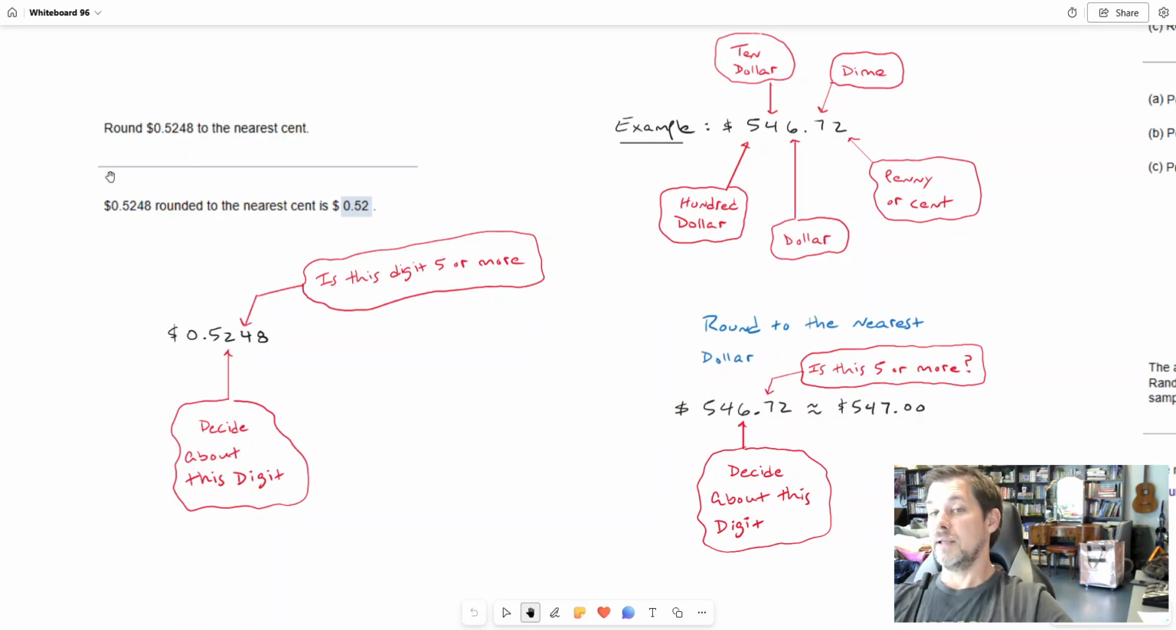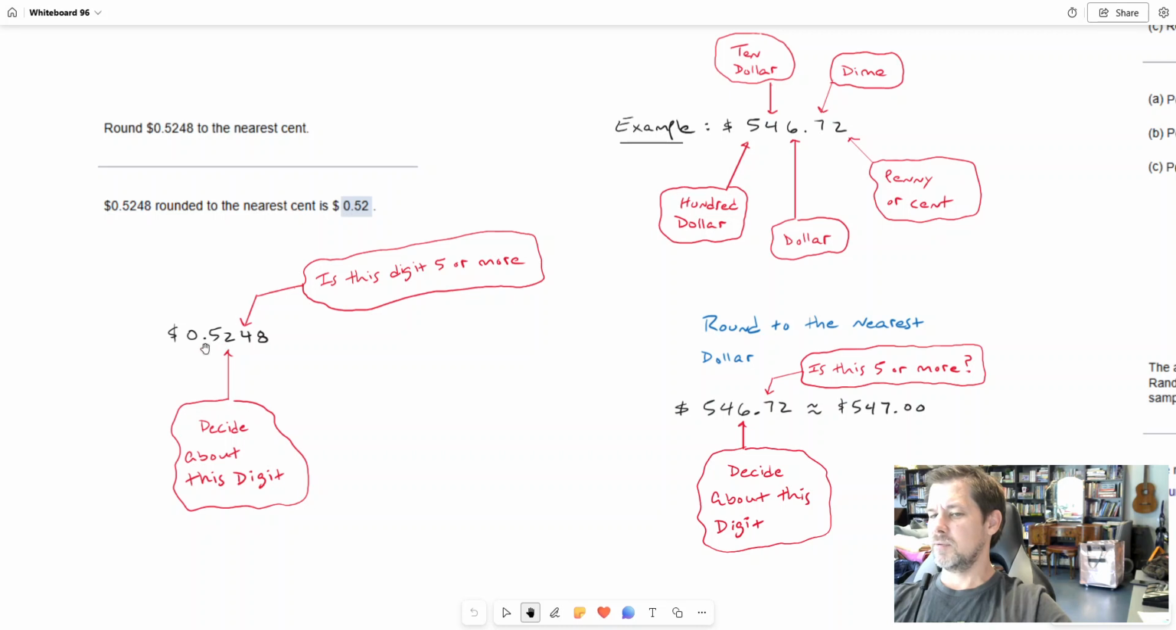Okay, let's go here. I've got 0.5248, and it says round to the nearest cent. Cent, so that is what? The 100th place right there. It's that 2. Okay, so I'm going to decide about that 2, and I'm going to decide based on this number, this 4. That 4 is not 5 or more, so I leave the 2 as it is.